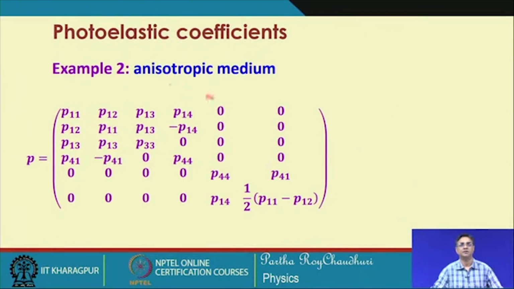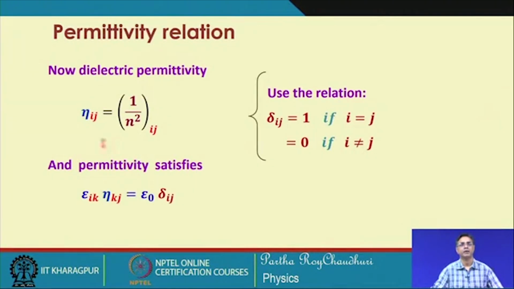Well, for an anisotropic medium, this is a typical electro-optic tensor with P11, P12, P21, P41 and so on. So, some more independent elements are present. We will see that for the individual media. When we have the knowledge of these coefficients, then we can actually calculate the changes in the refractive indices.